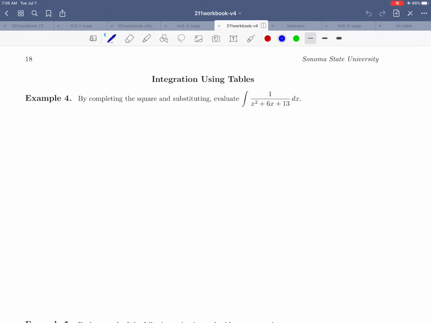Hello everybody and welcome to page 18 of the workbook. And this is the second half of section 5.5, the idea of integration using tables.